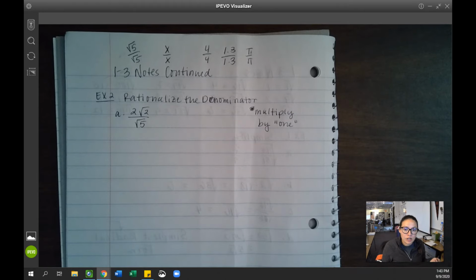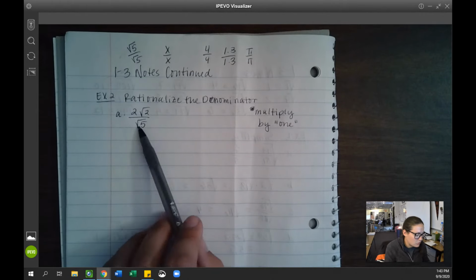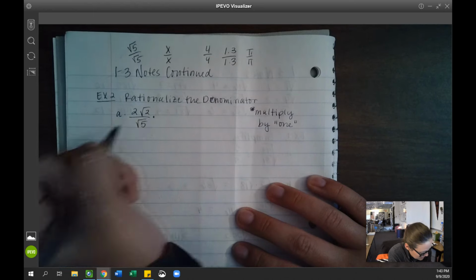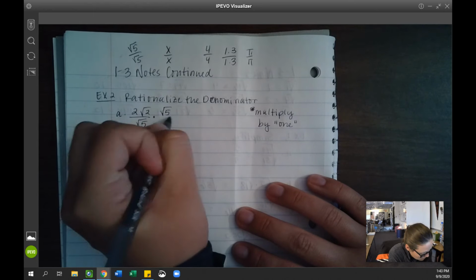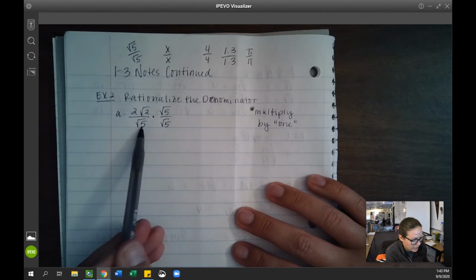So we're going to be strategic about what 1 looks like when we multiply it. And here's what we're going to do. To rationalize the denominator, you multiply by 1 so that the top and the bottom match whatever the denominator is. So in this case, I'm going to multiply by the square root of 5 over the square root of 5. And I chose the square root of 5 because that's what was in the denominator.